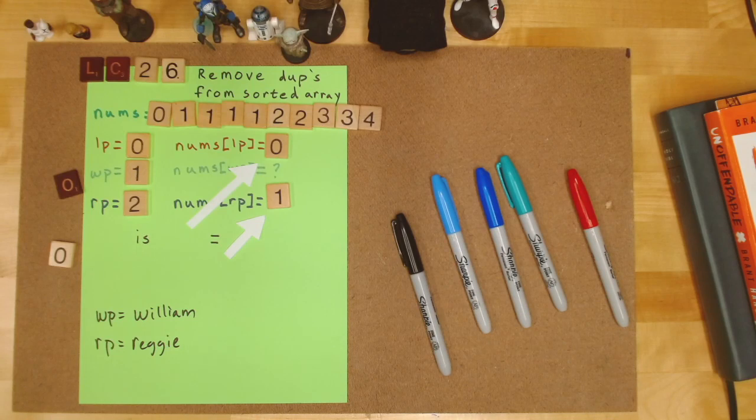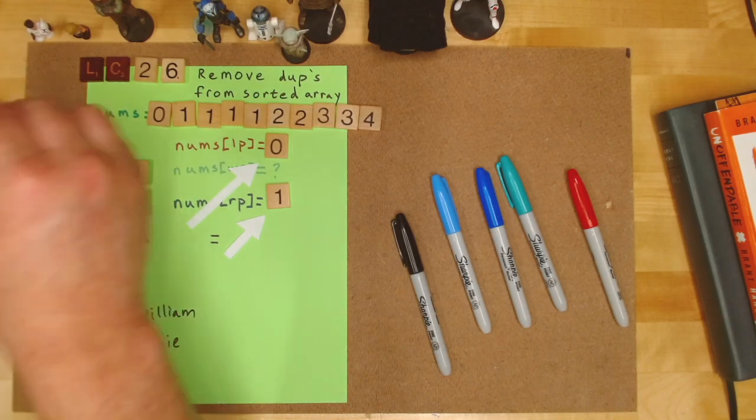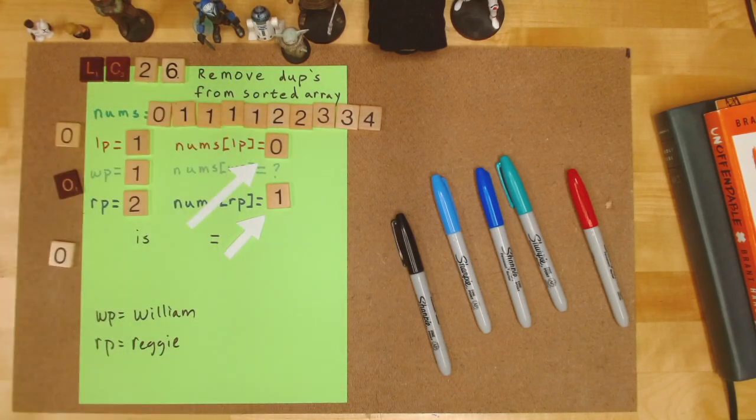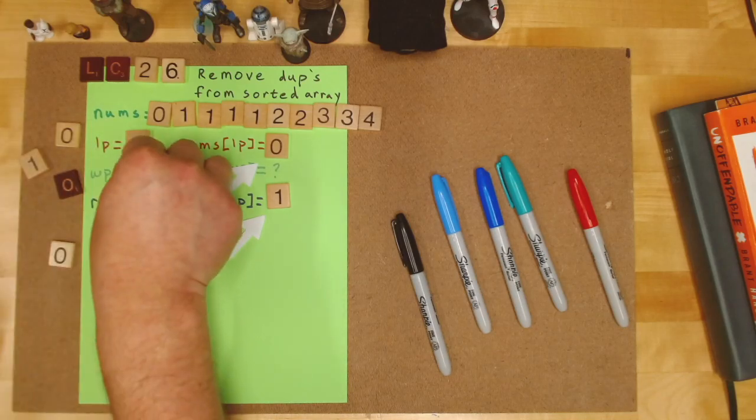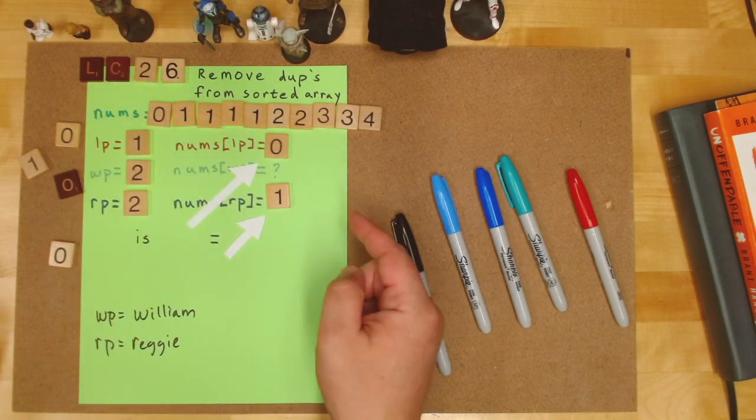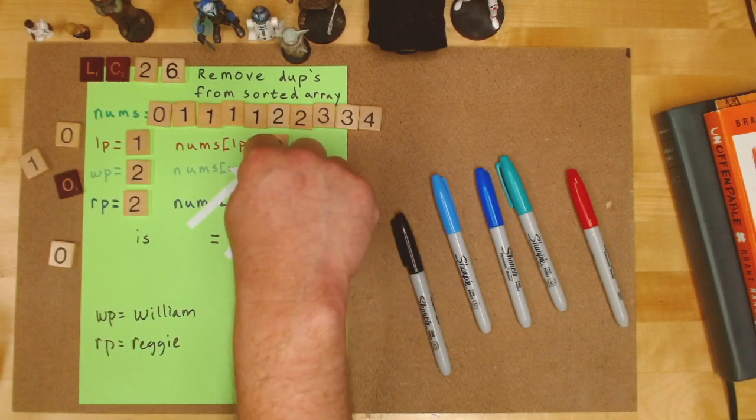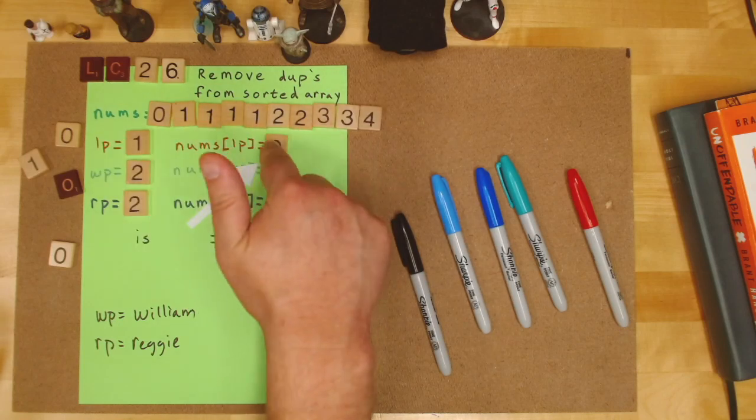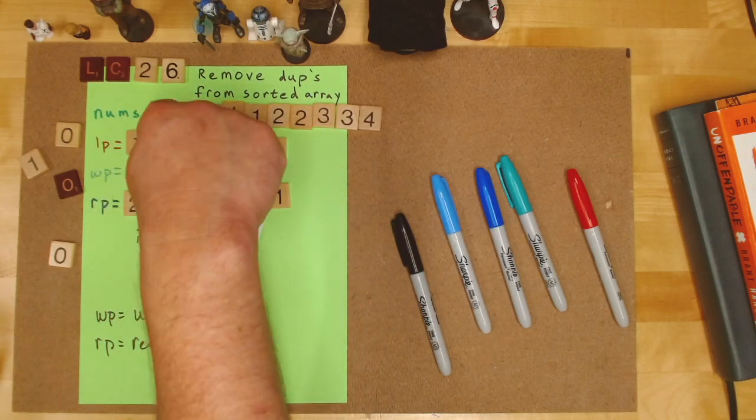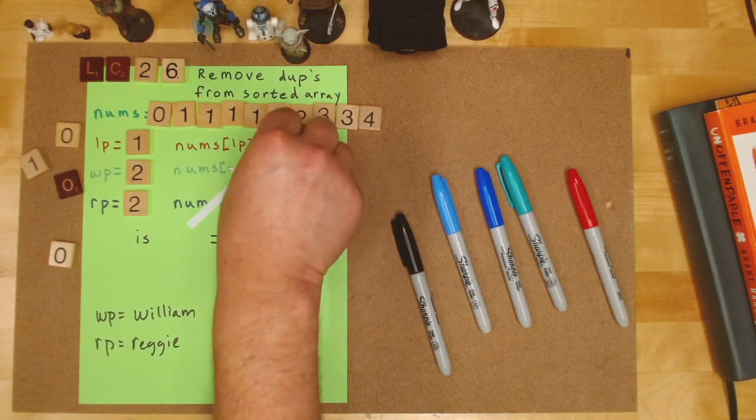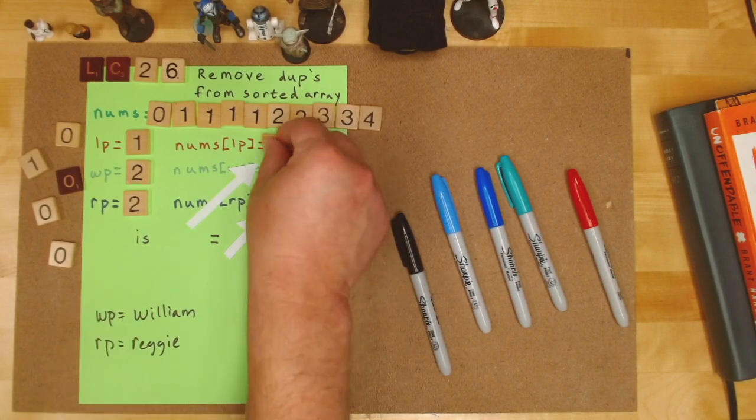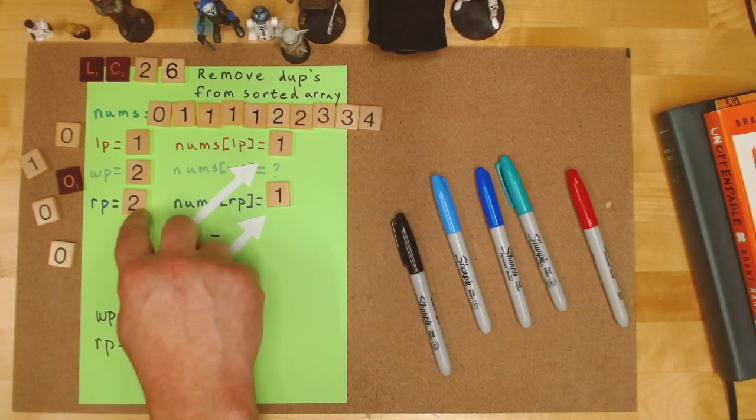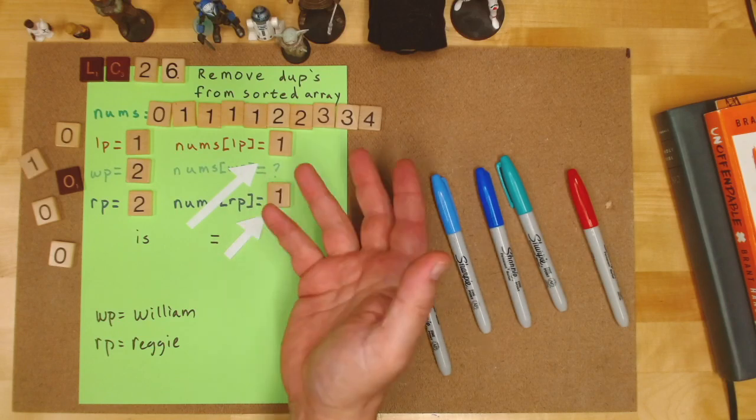Now that we've done some work, we're going to go ahead and increment our left pointer. And our William pointer is also going to get incremented. And now that we've updated left and Reggie, let's go ahead and make sure we update these values. So left pointer is pointing at 1. So let's grab a 1 tile. Hopefully we don't run out of those. A lot of 1s in this problem. Drop my tile. So we updated this. Now our Reggie pointer, 0, 1, 2, is pointing at 1. So we can just leave that the same.